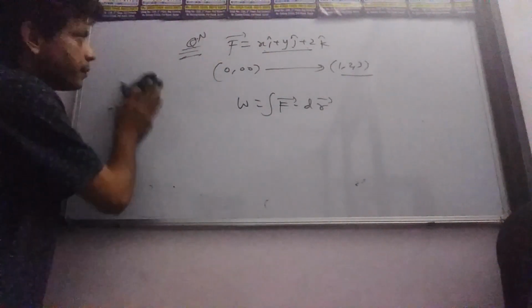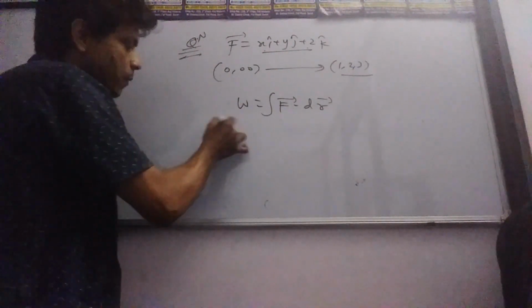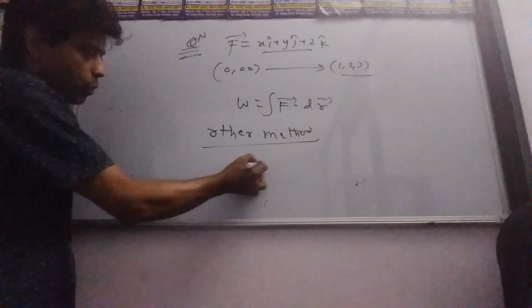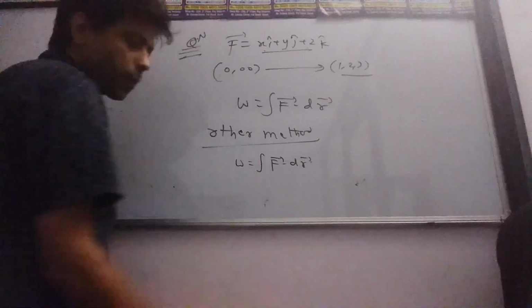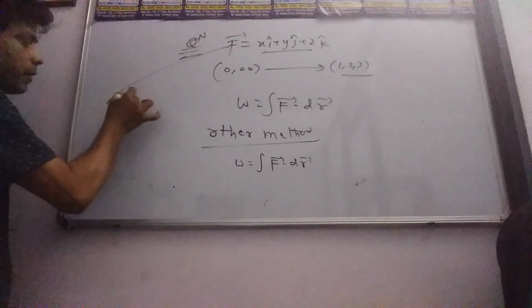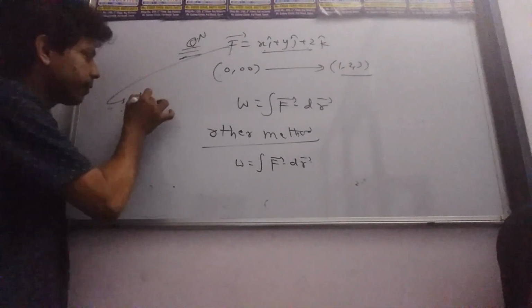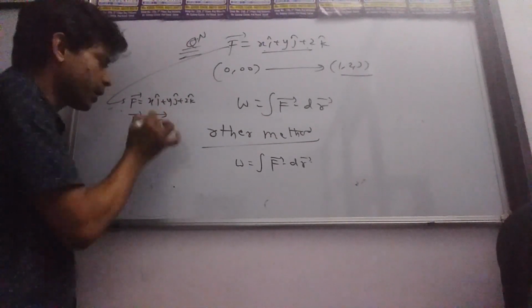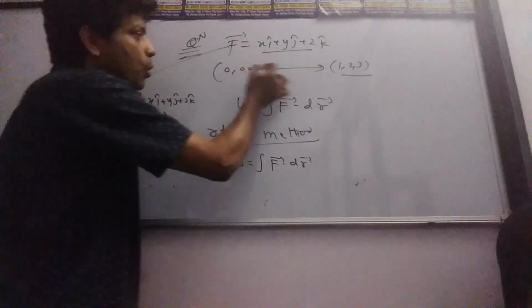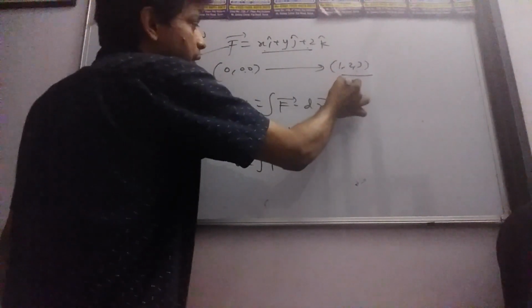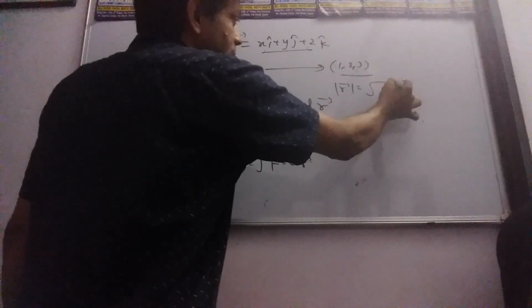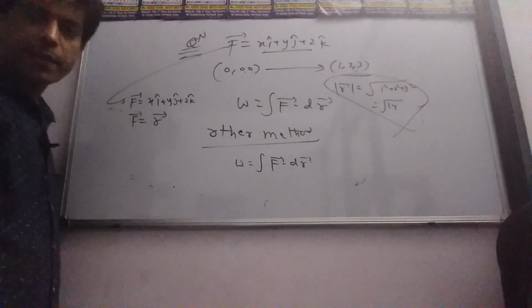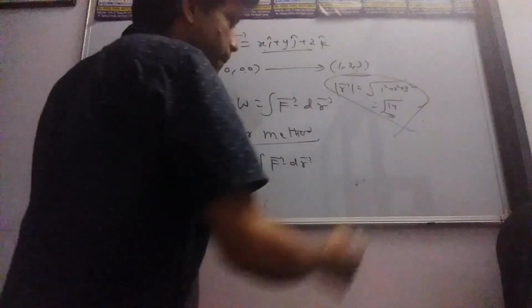One thing more. Other method. W is equal to F dot dr here. Right. And F is what here? F is xi cap, yj cap, zk cap. It is nothing but the vector R. Okay. And the displacement from 0, 0, 0 to 1, 2, 3 means mod of R is equal to under root 1 square plus 2 square plus 3 square, root 14. Clear now? Under root 14.